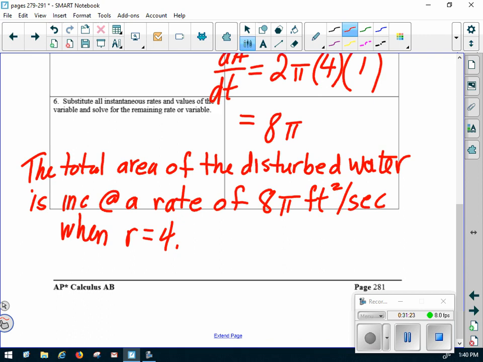Okay, are you doing okay? So, whenever you write your sentence, you have to make sure that since we found area, you have to use the units that are appropriate for area.